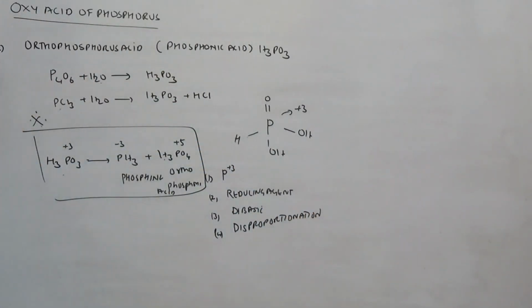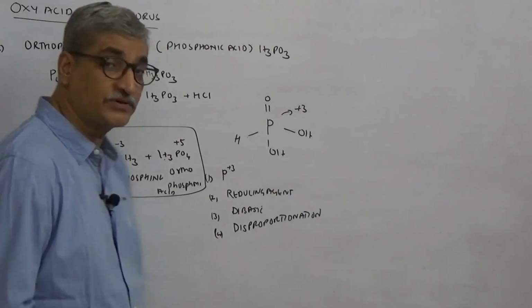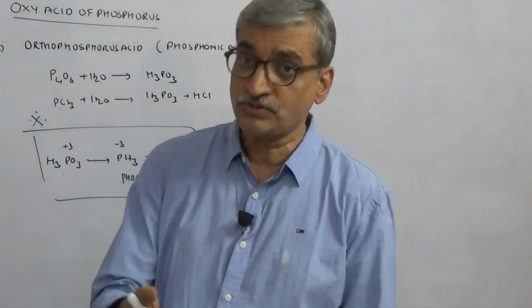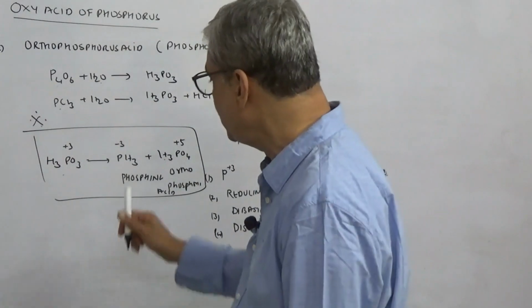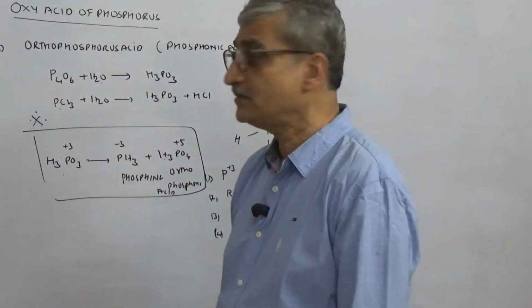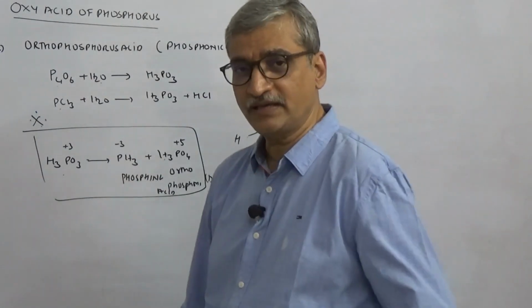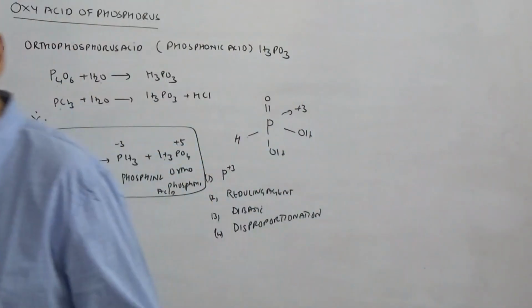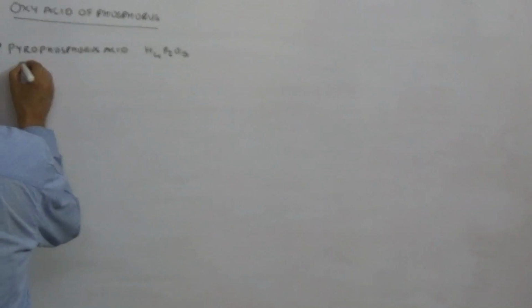It is an auto-redox reaction, where it forms phosphine, -3, and this is the advantage, because it disproportionately forms phosphine, which itself is a strong reducing agent. It increases the reducing property of orthophosphoric acid.